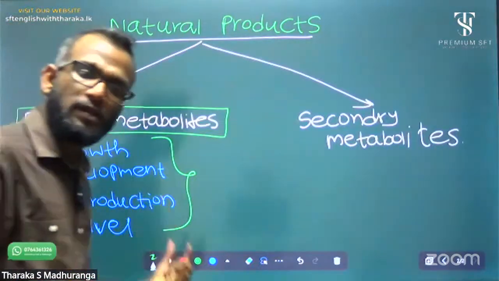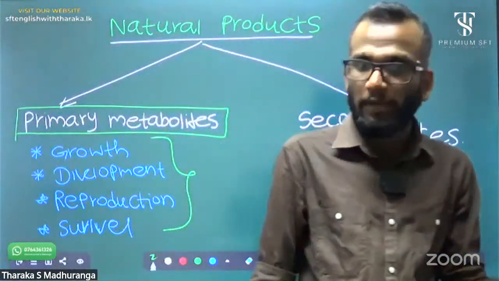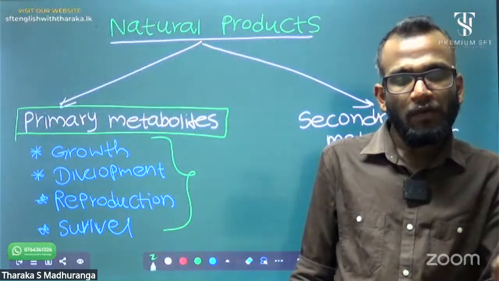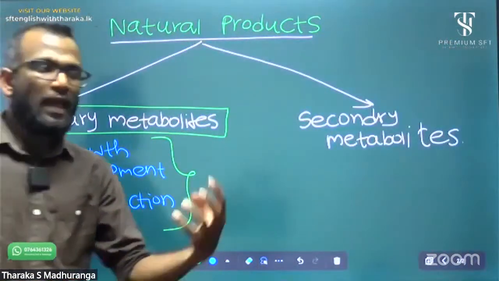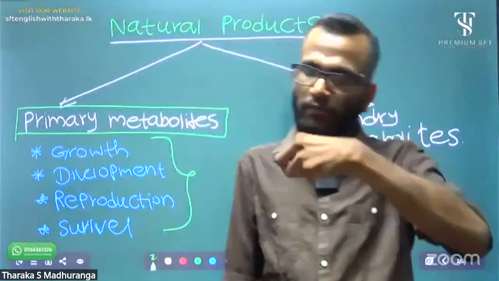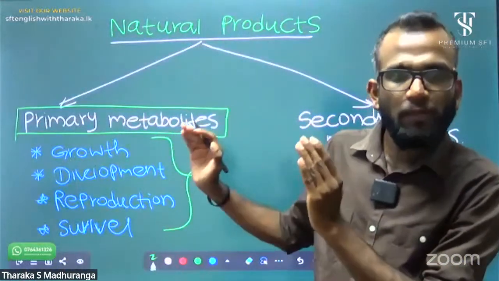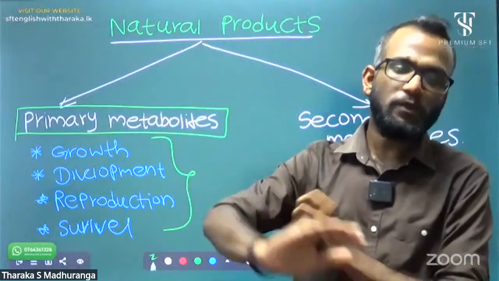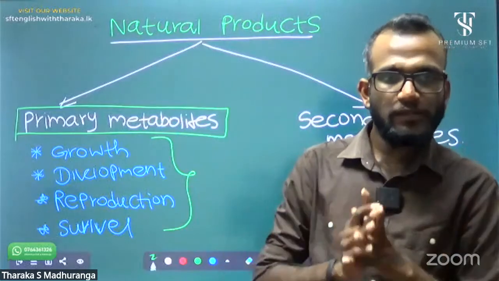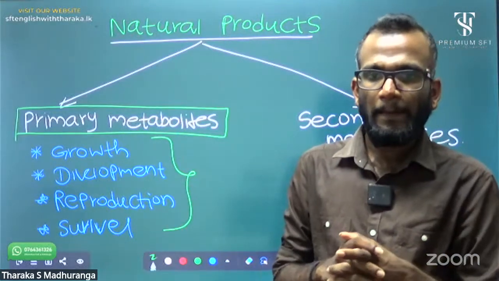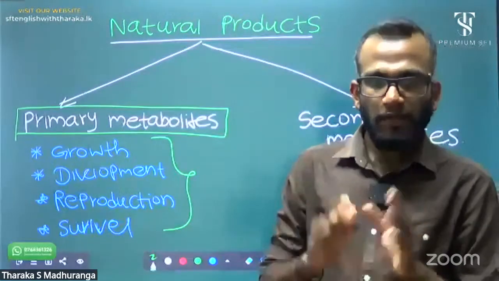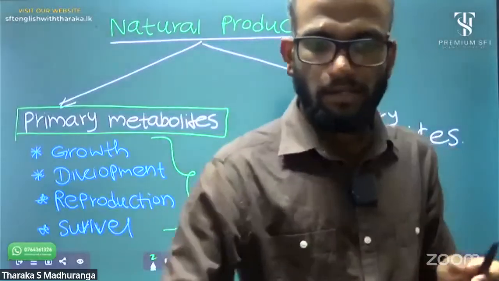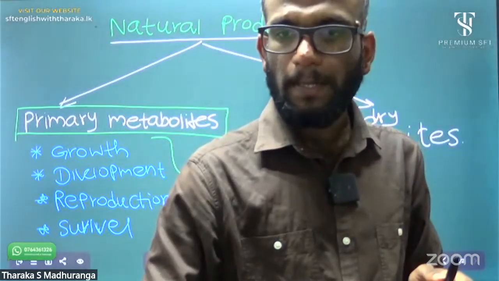We can't complete any of these without primary metabolites. Understood? Primary metabolites are produced by all organisms and are directly involved in the growth, development, reproduction and survival process. It's very important, learn it now. And you can make a short note.